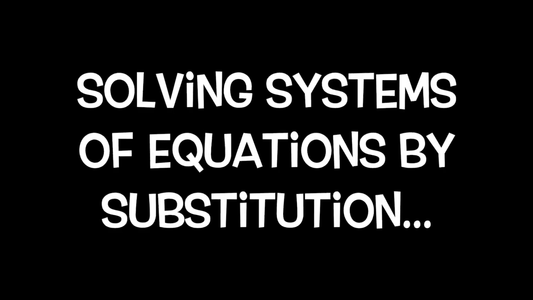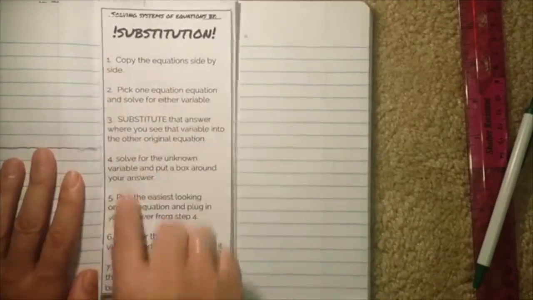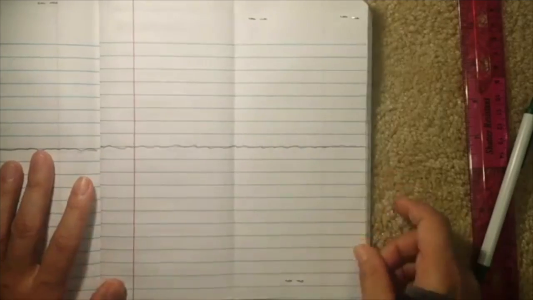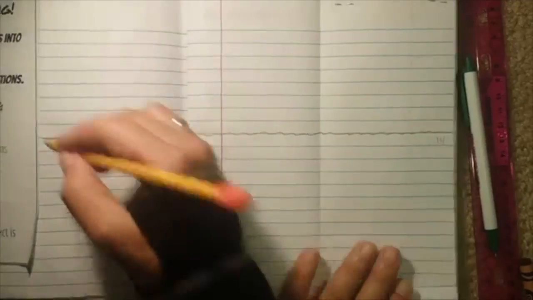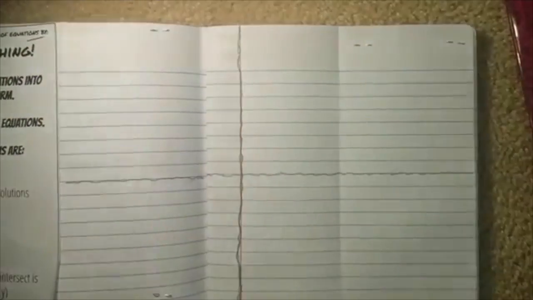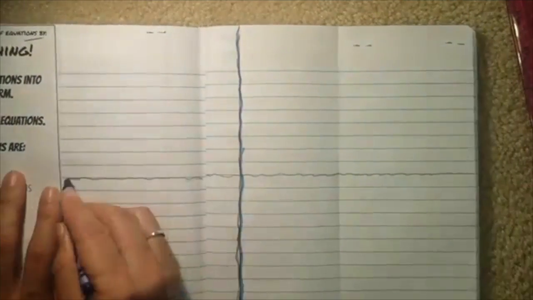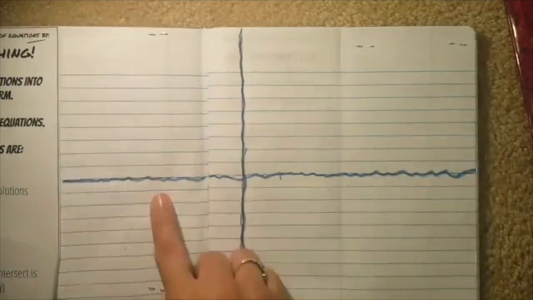Let's take a look at solving systems of equations by substitution. So we're going to go down to our tab for substitution. These are the 7 steps that we have. What you're going to do is count the midway of your page, which is about 14 lines, draw a line across, and then by this margin draw a line down. So you've separated your page into 4 equal parts. You're going to do 4 questions. 14 lines is about halfway.